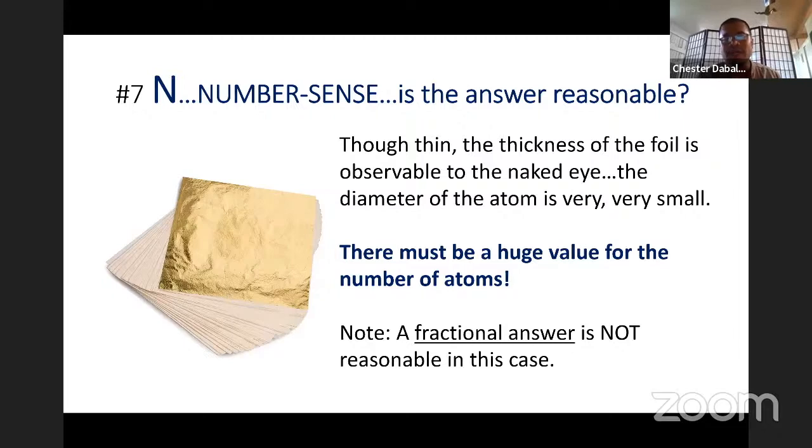Even though the foil is thin, the thickness of the foil is observable to the naked eye. We can see it even though it's thin. The diameter of the atom is very, very small. We cannot see the diameter of an atom. So it is just right that there should be a huge value for the number of atoms. Why? The atom is invisible, while the thickness of the foil is visible. So that means there must be many atoms in the thickness of the foil. Let me give you another analogy. The cell, we cannot see it, right? But the tissue, we can see.